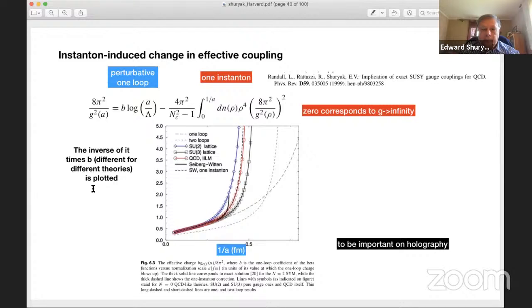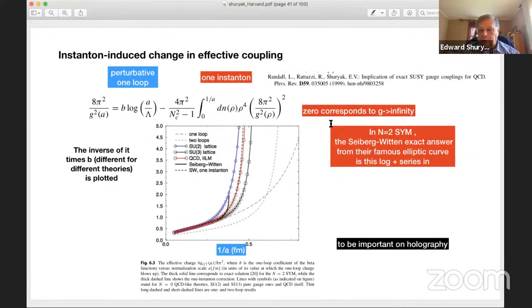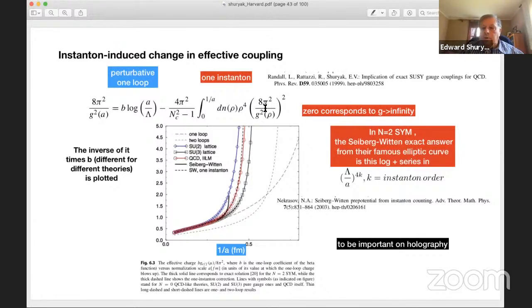Now, maybe I need to tell you about the coupling constant. The coupling constant has this perturbative term, and this b is the beta function coefficient. It is a function of the scale, which is some momentum scale. As the momentum scale goes large, the logarithm goes large, and the coupling goes small. And these are non-perturbative corrections due to instantons. In particular, I immediately mention N=2 super Yang-Mills, where we have the Seiberg-Witten exact answer. In this Seiberg-Witten answer, instead of this integral, we have an exact form with elliptic functions, which gives the dependence. And there is an expansion of this function in powers of one over a to these terms. And these are expansions in instantons, one-instanton power four, and this k is how many instantons there are.